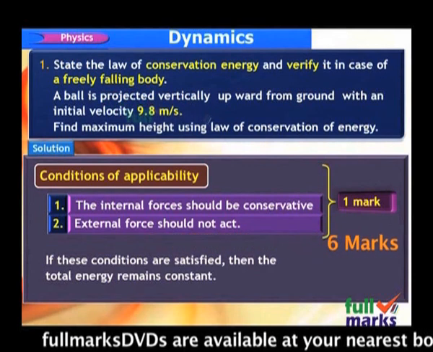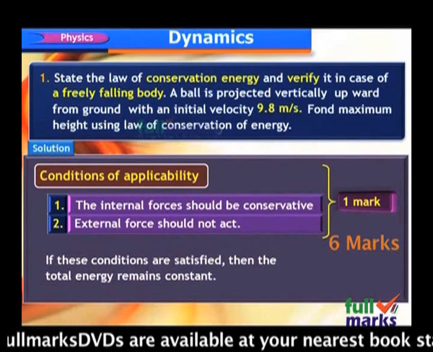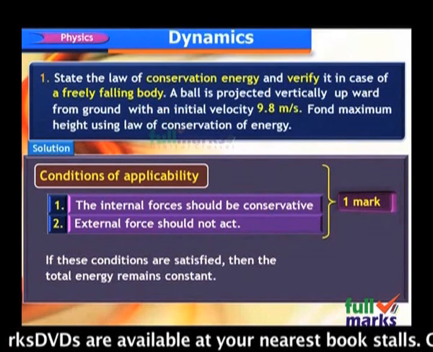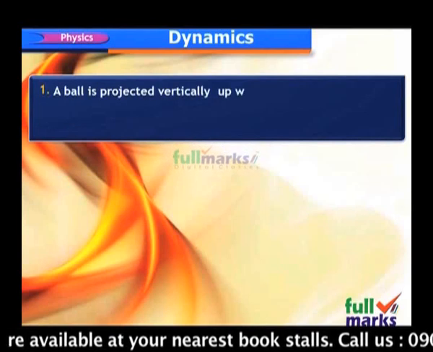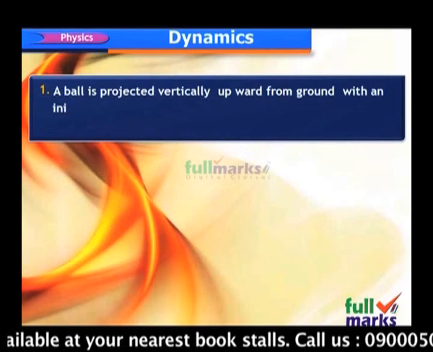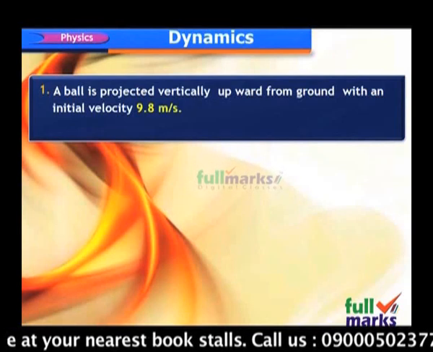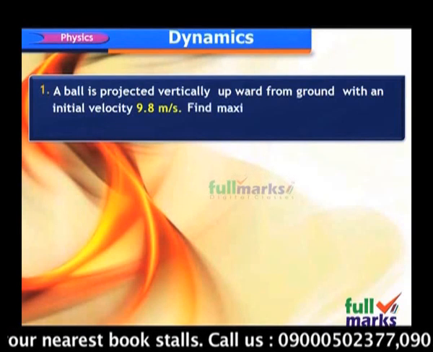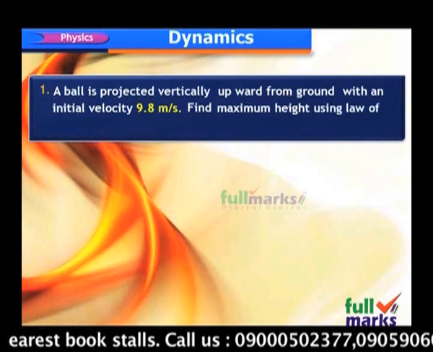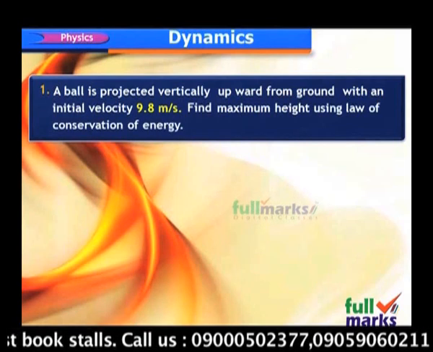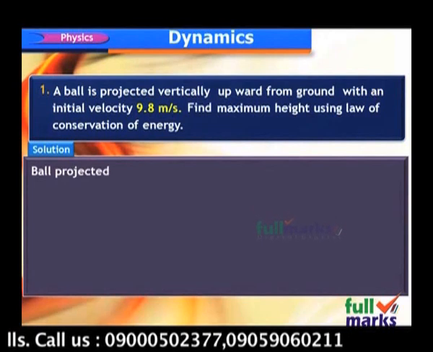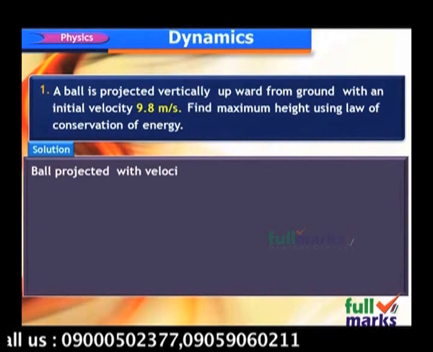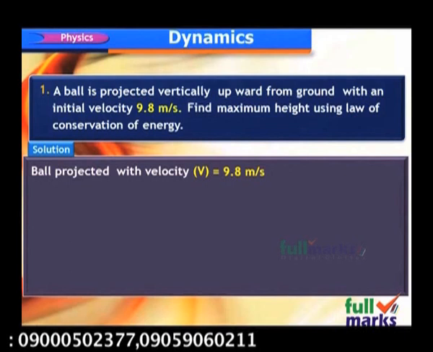Now this is tagged with a problem. The problem is for 2 marks. That problem is: a ball is projected vertically upward from ground with an initial velocity 9.8 meters per second. Find the maximum height using the law of conservation of energy. Now what is given in your problem? Ball is projected vertically up with initial velocity 9.8 meters per second.